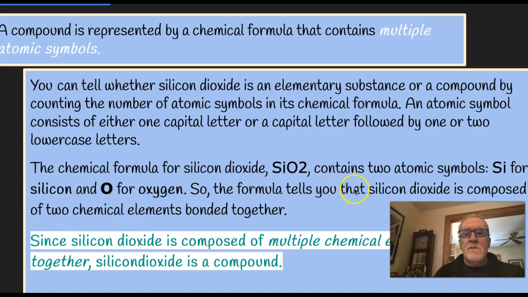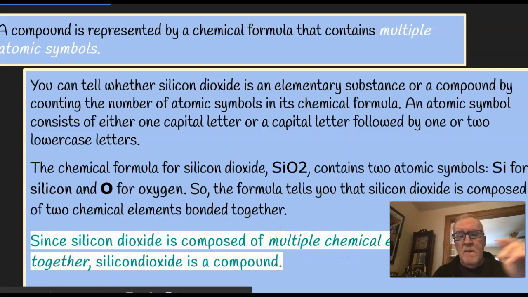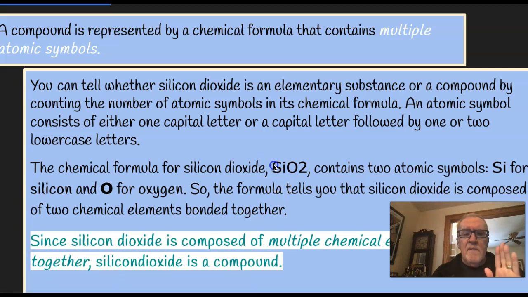So the formula tells you that silicon dioxide is composed of two chemical elements bonded together. Since silicon dioxide is composed of multiple chemical elements, there's two of them, bonded together, then silicon dioxide is a compound. All you need to focus on is if you see the formula and it's got more than one element in it, it could be 2, it could be 3, it could be 4. But if it has more than one, it's a compound. If it has only one, it's an elementary substance.